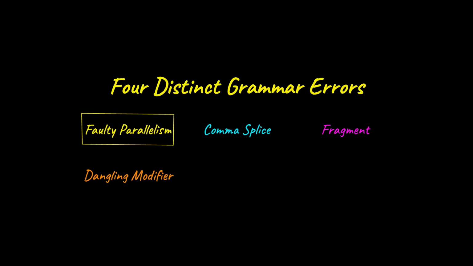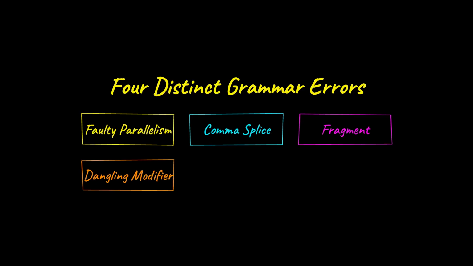Faulty parallelism is often confused with other errors, but each has a distinct identity. A comma splice joins two independent clauses with only a comma. A fragment is an incomplete thought. A dangling modifier fails to attach to a logical noun. Faulty parallelism is specifically a mismatch of grammatical form within a list or comparison.